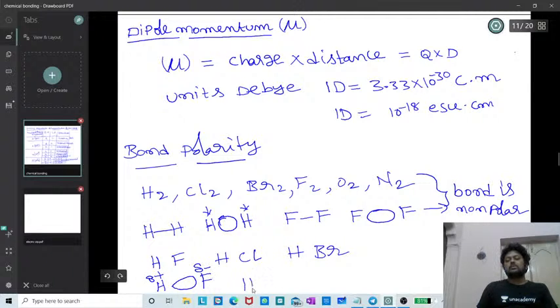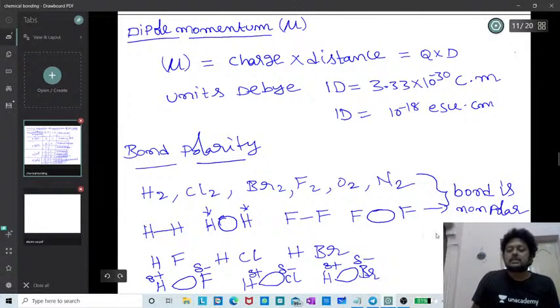In HCl also, the electron cloud is more towards Cl and less towards hydrogen. In HBr also, the electron cloud is more towards Br and less towards hydrogen. Now there is a partial positive charge and a partial negative charge present in the molecule. Such bonds are called polar bonds.